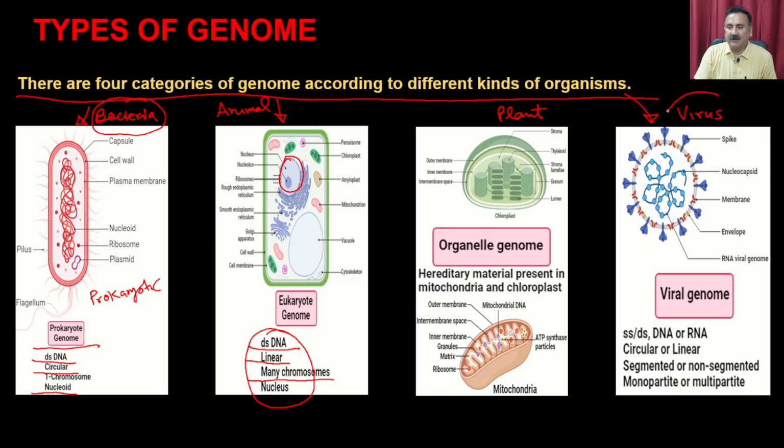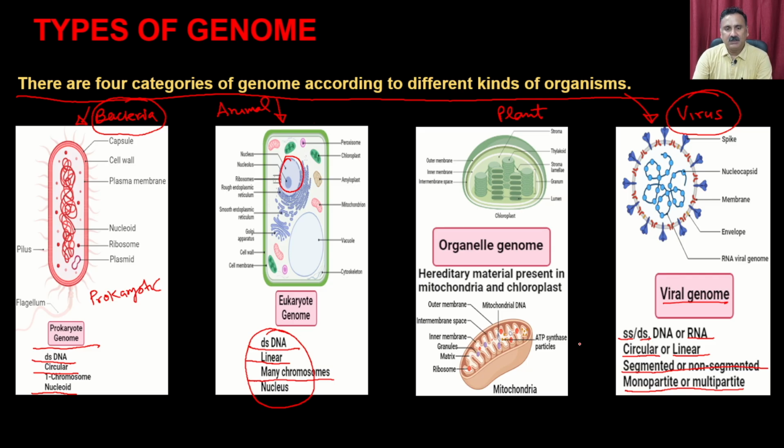And then we have the viruses. So we can have the viral genome. The viral genome could be single stranded DNA, double stranded DNA, or it could be RNA. It could be circular or it could be linear. Then it is segmented or non-segmented, and then it is going to be monopartite or multipartite. So all these are a summary of the properties of this genome.